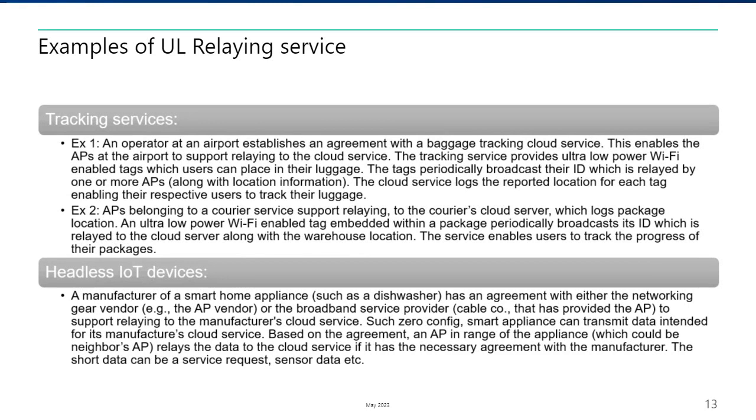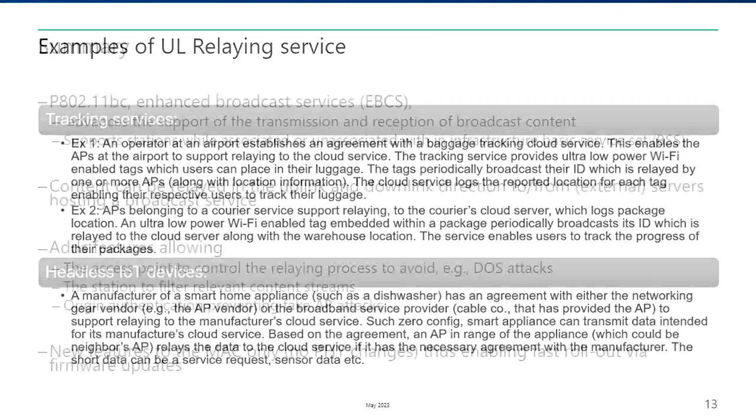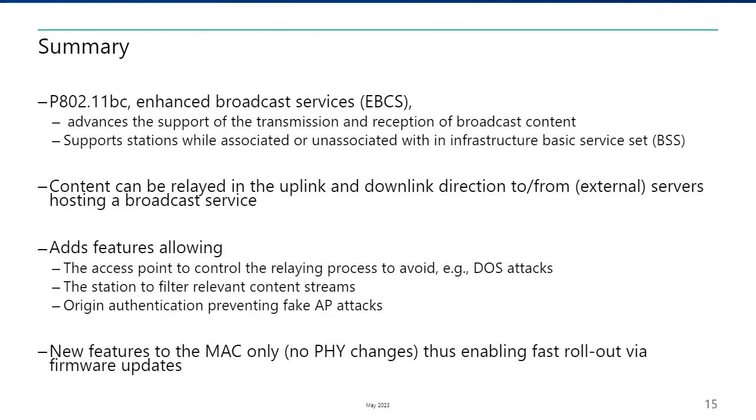So with that, a quick summary and conclusion. 802.11bc Enhanced Broadcast Services advances the support of the transmission and reception of broadcast content. It supports stations while associated or unassociated in an infrastructure basic service set. Content can be relayed in the uplink and downlink direction to and from external servers.